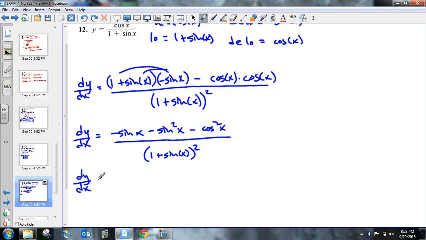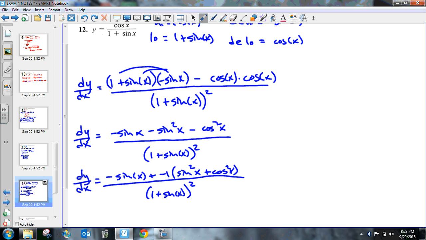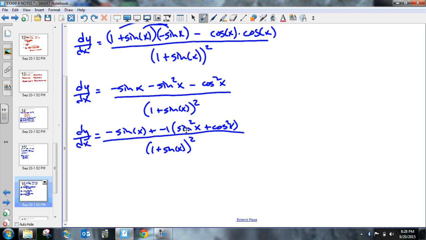It's kind of hard to see. I'm going to factor out a negative here. I'm going to do this as negative sine of x, and then plus, factor out a negative 1 out of sine squared x and cosine squared x. So if I factor that out, I get sine squared of x plus cosine squared of x, and then this is all over the quantity 1 plus sine of x squared. Okay, so then I know that this part goes to 1.